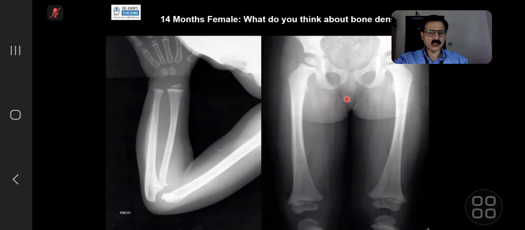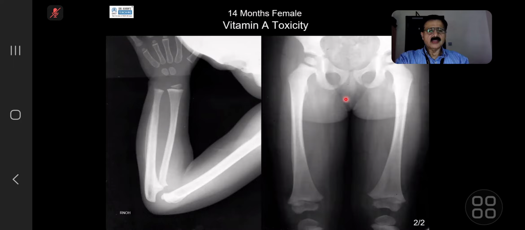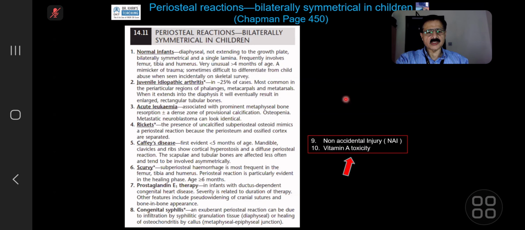What do you think can be the cause? And look at the age, it is 14 months old. Yes. Could be either due to prostaglandins or lead poisoning. No, prostaglandin and this is vitamin A toxicity. Vitamin A toxicity. And so vitamin A should be added in this list, periosteal reaction, bilateral symmetrical.